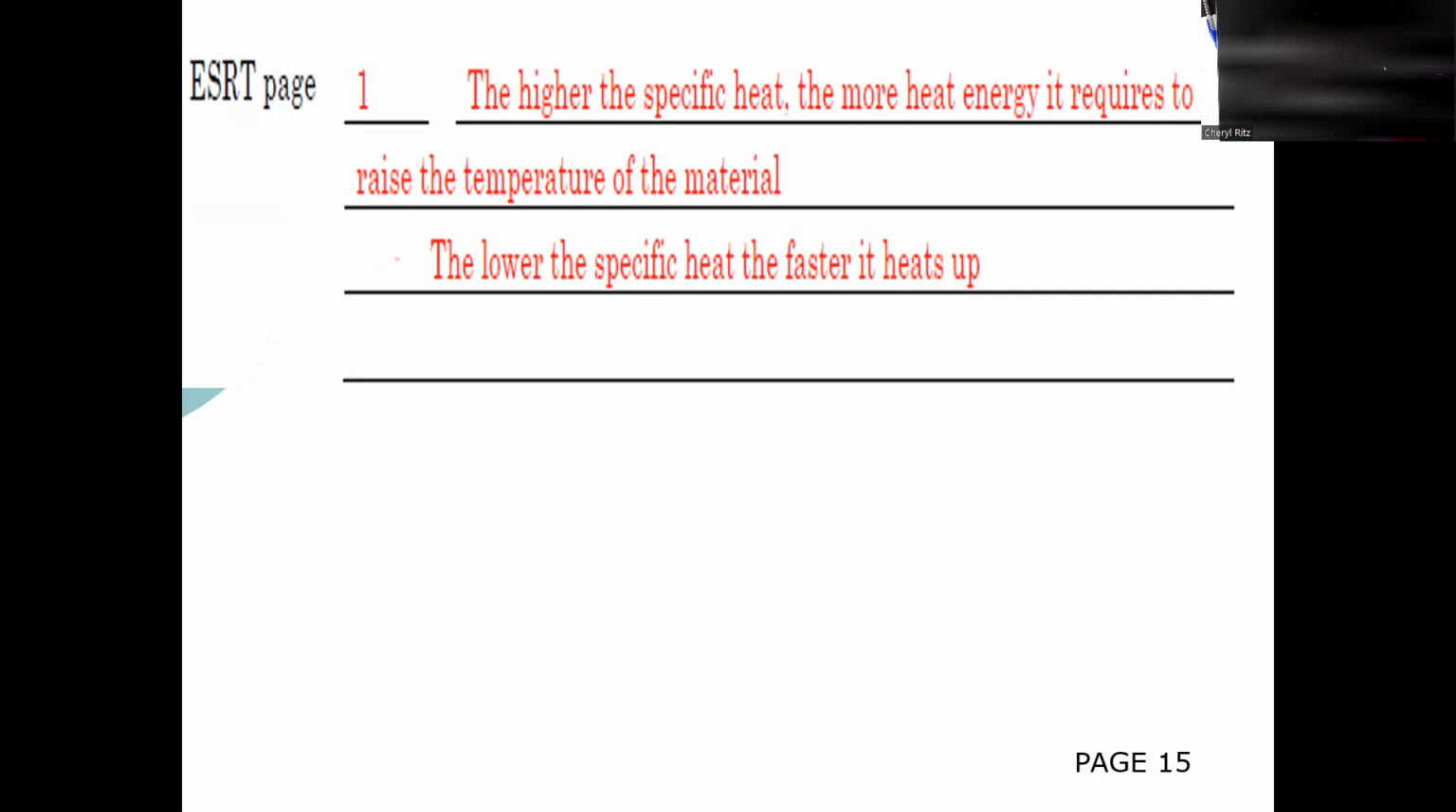It says the higher the specific heat, the more heat energy required to raise the temperature. That's the last part there. It says ESRT page 1. The higher the specific heat, the more heat energy required to raise the temperature of the material. So this is stuff we just did 5 seconds ago and you already figured it out. So I'm just giving you the notes to go with it.